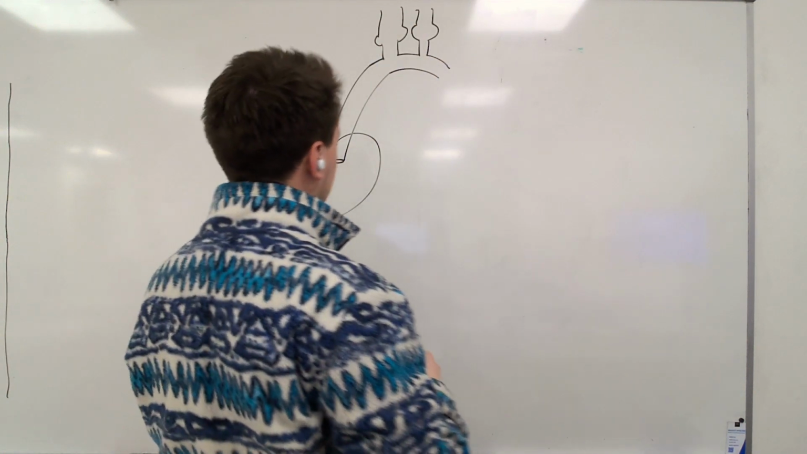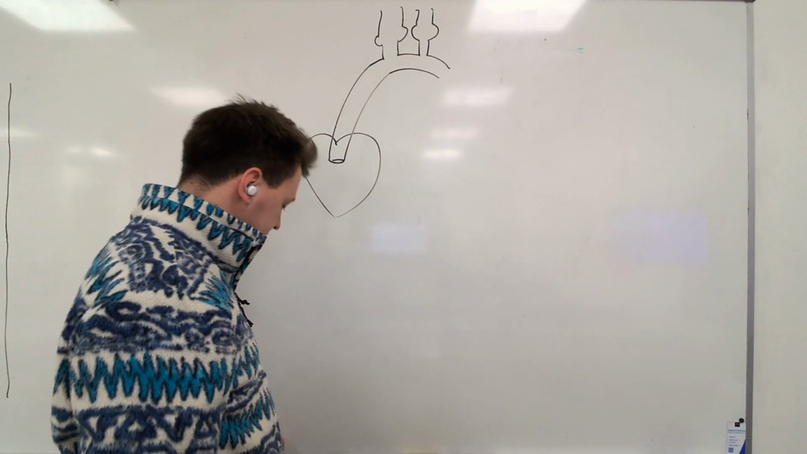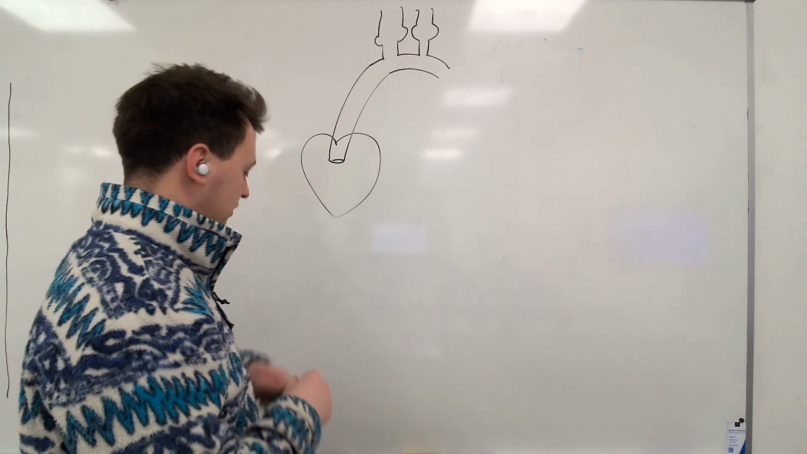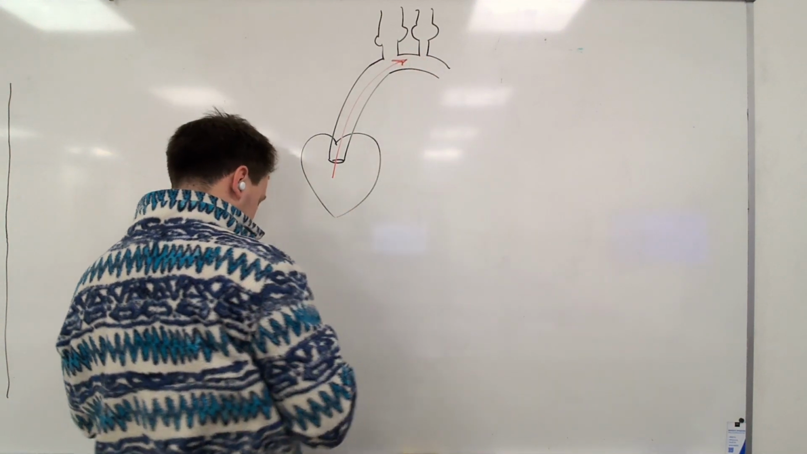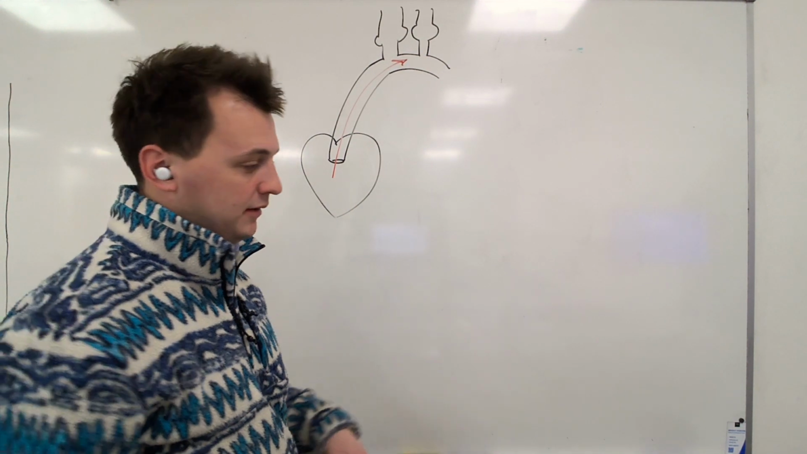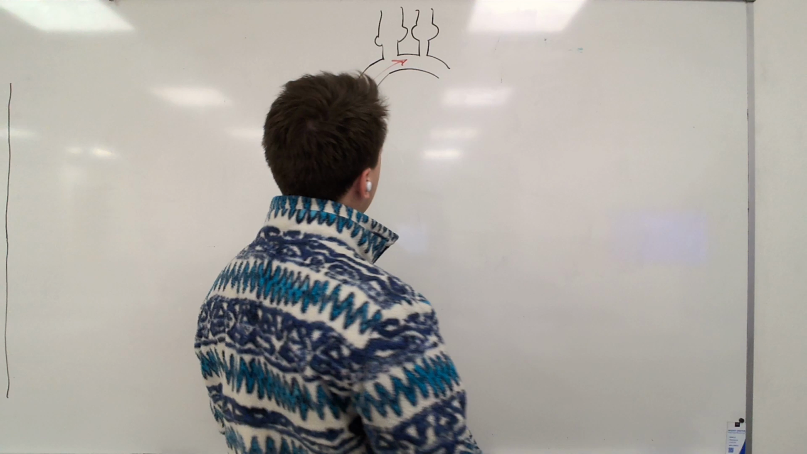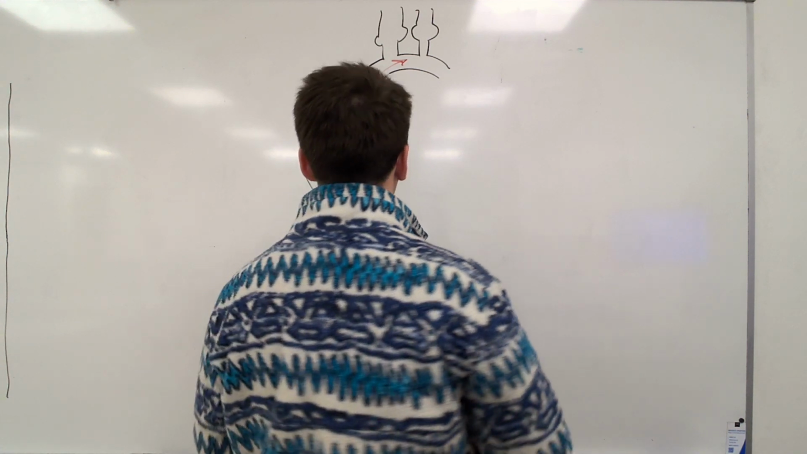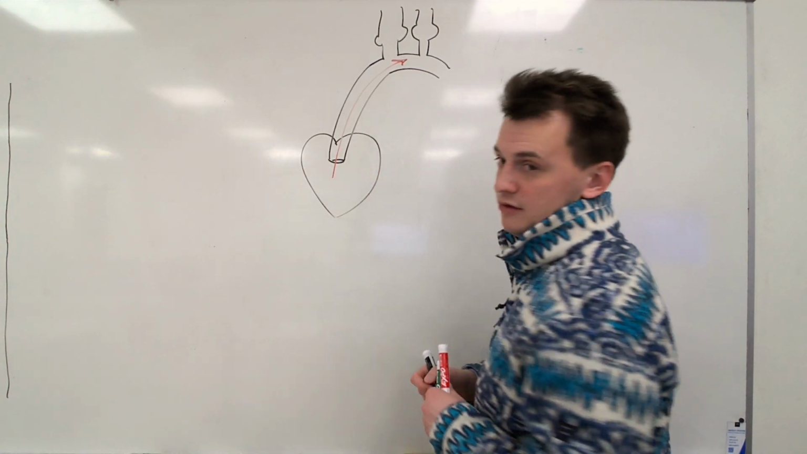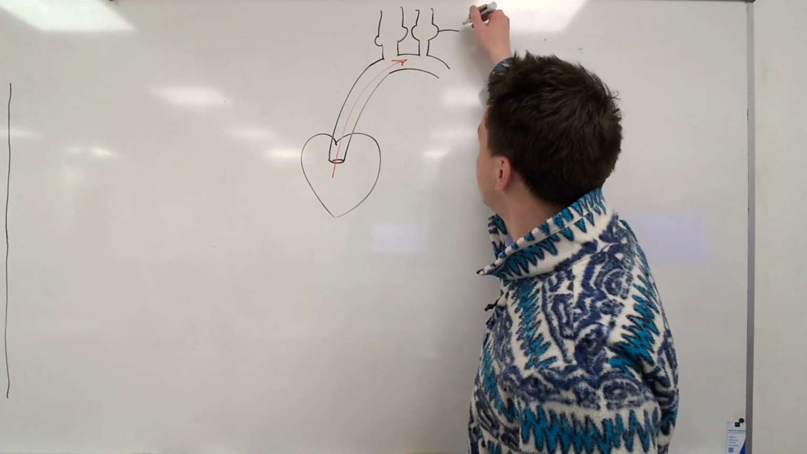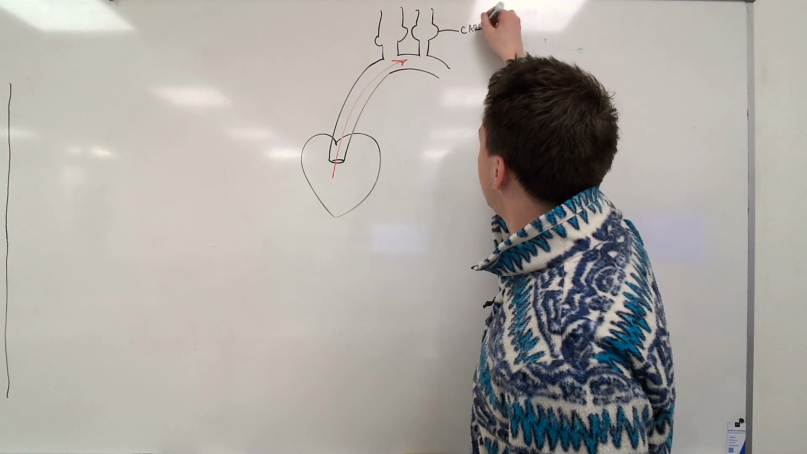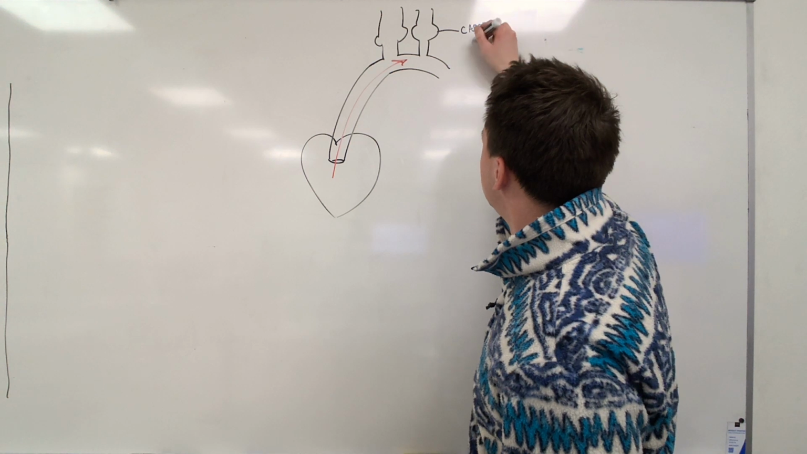Again, this is not anatomically correct or anything, but blood is getting pumped from the heart here, right? And it's going up throughout the whole body. These are the carotid arteries. Again, it's not anatomically correct at all, but these are the carotid arteries, and this is the carotid sinus.